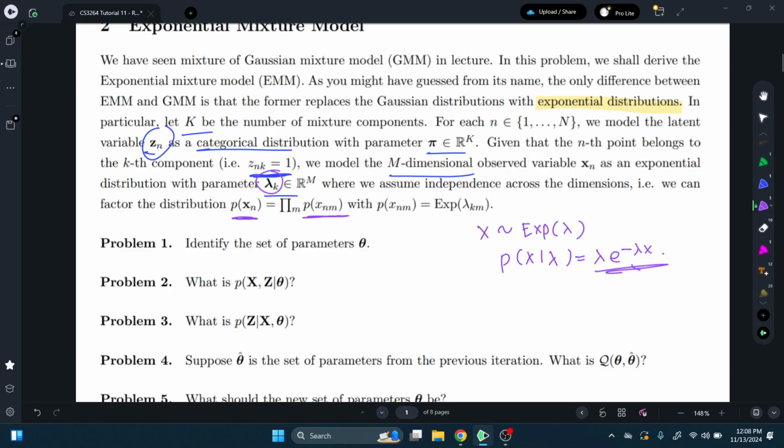If I want to find the probability of this vector x_n, then for each component of that x_n, I apply the exponential distribution, then we multiply the result. Where this p(x_nm) is essentially your Exponential of lambda_km. So that means for this lambda_k for one particular mixture, I want to get the mth component multiplied with the mth component of x. So we multiply that. Any questions so far?